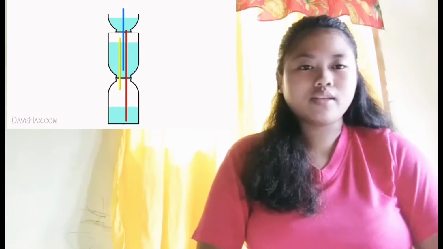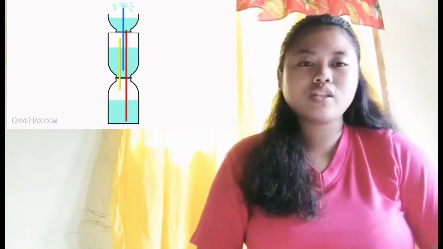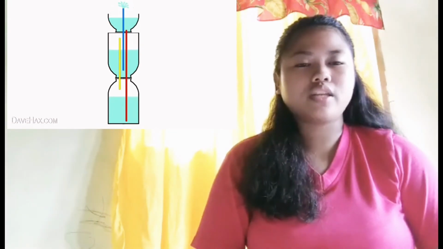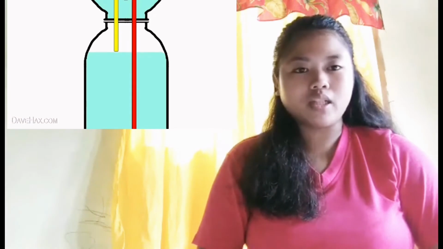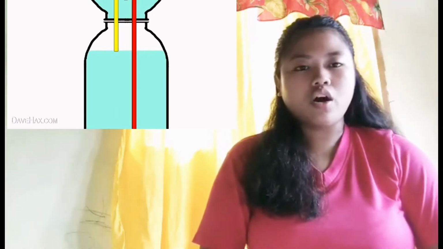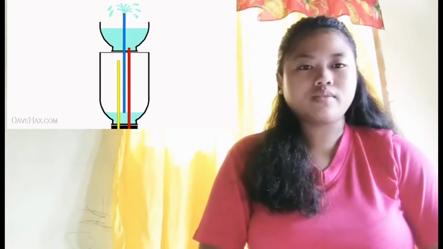into the middle bottle. Then, the pressure in the middle bottle increases, thus pushing the water up through the blue straw, resulting in a fountain which continues until the water level in the bottom bottle reaches the yellow straw, or the water level in the middle bottle falls below the blue straw.